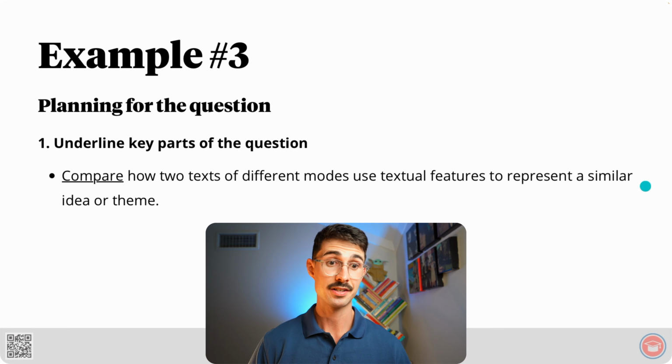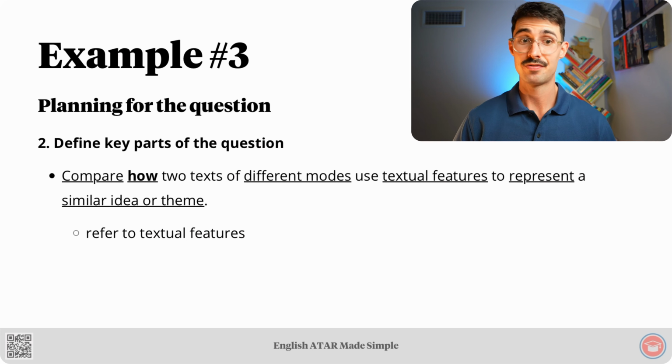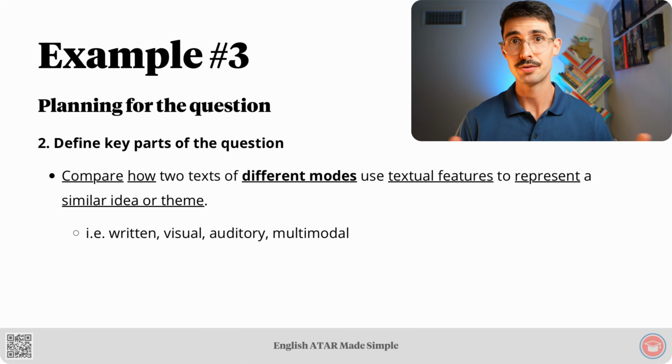Let's plan for this final question. First step is underline key parts of it, and the first part we should be looking at is the word compare. Then how, different modes, textual features, represent, similar idea or theme. Turning to step number 2, defining those key parts of the question. The word compare means we should be looking at the similarities and/or differences. The word how refers to textual features. Different modes refers to the written, visual, auditory, or multimodal modes.